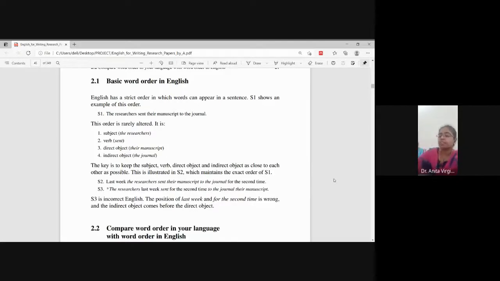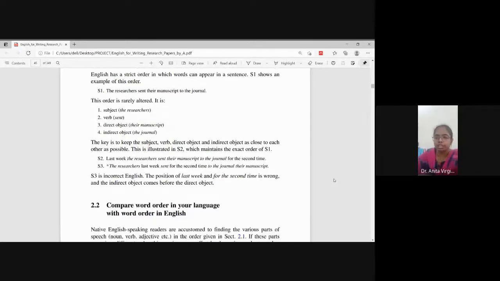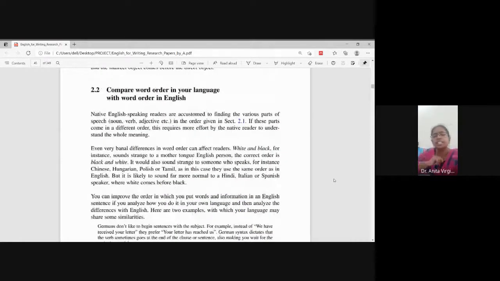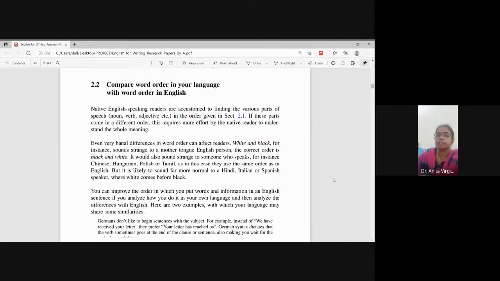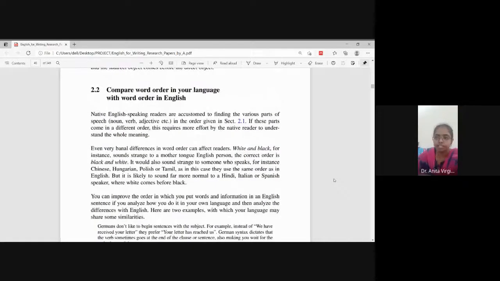Okay, and you come to the second point. You have to compare the word order in your language with the word order in English. Is there any difference between the word order in your mother tongue and in English? Try using the same sentence in your own mother tongue. Maybe in Tamil we say ஆய்வாளர்கள் தங்களுடைய manuscripts, what do you call manuscripts?